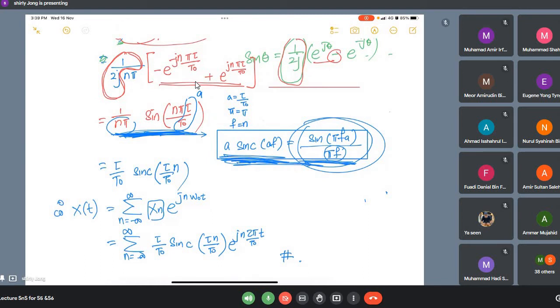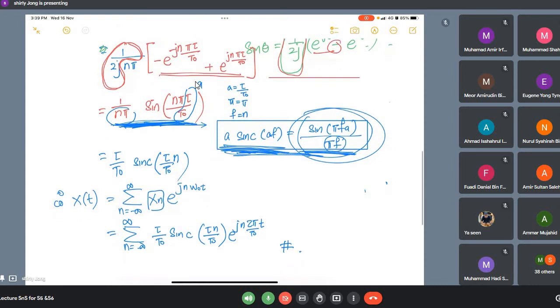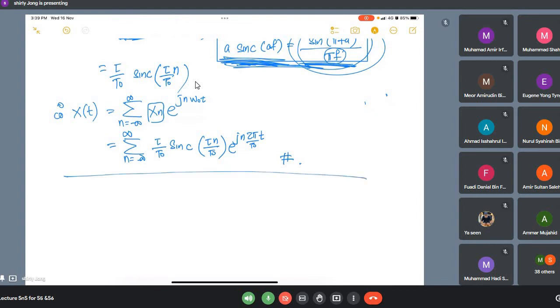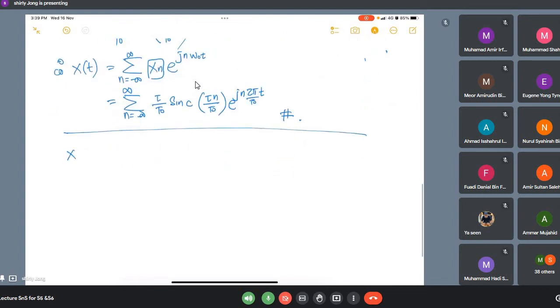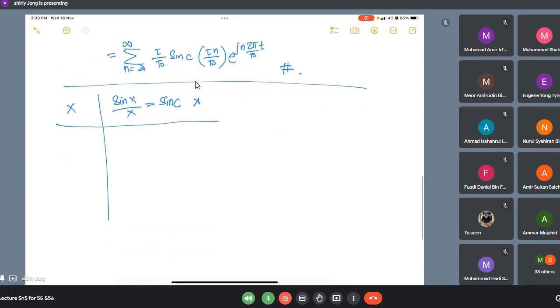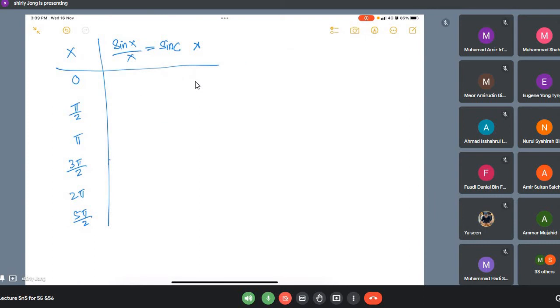Okay, just now you already got the sin, right? From the sinc here, you actually can plot the graph. How to plot the graph of sinc? You have the x. You have sin x over x, which is equal to sinc x. So actually you can plot. I want to get, for example, I put x as 0, and then pi over 2, and then pi, and then 3 pi over 2, and then 2 pi, and then 5 pi over 2, then 6 pi over 2, so it's 3 pi.